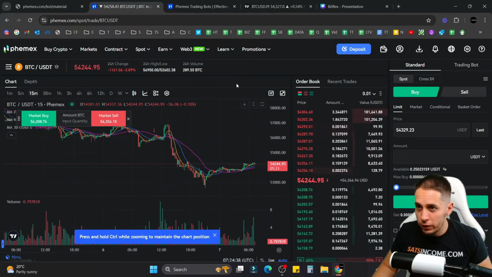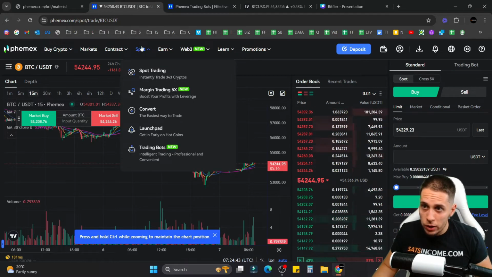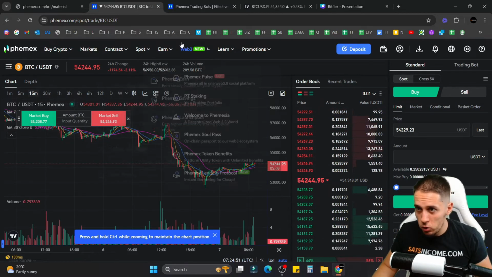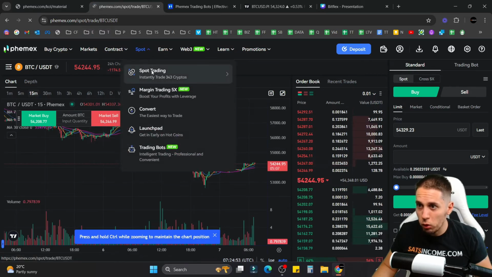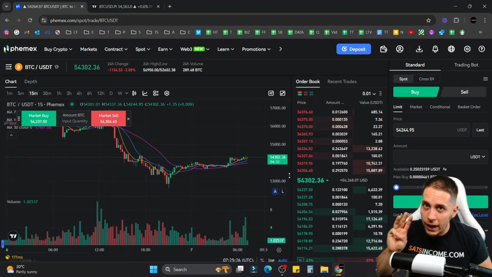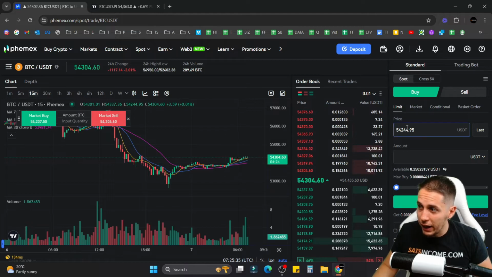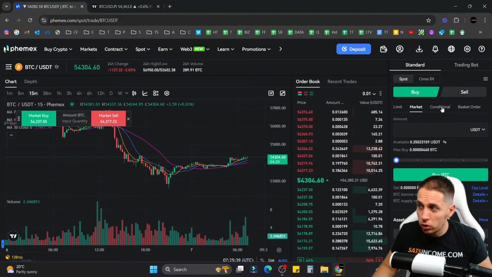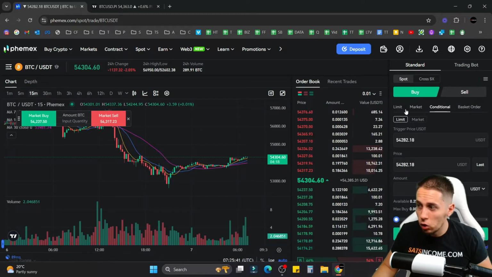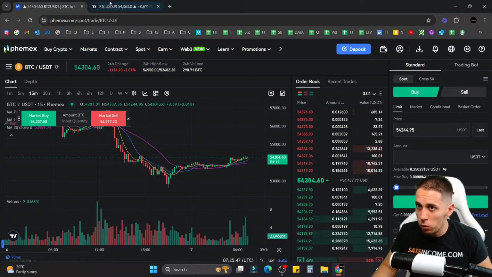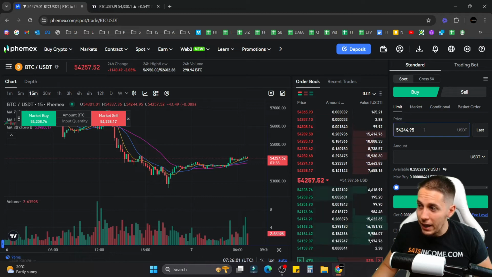Okay, let me show you first how to trade spot. All you gotta do is navigate to this menu right here at the top where it says spot and click on spot trading. There are three ways to enter a trade. You can enter a trade with a limit order, with a market order, or with a conditional order. Now, what's the difference? Well, if you want to enter your trade at a lower than the current price, you're going to be using a limit order.